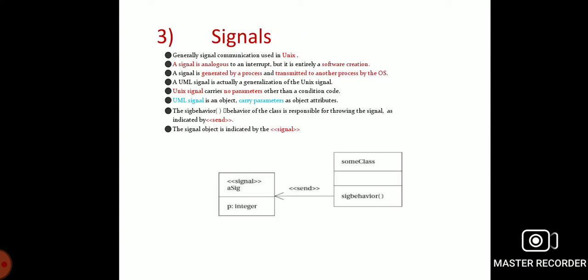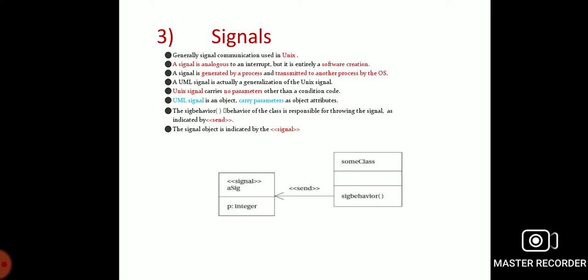Then the third way is signals. Signals are generally the signal communication used in Unix. A signal is analogous to an interrupt. It is entirely a software creation. A signal is generated by a process and transmitted to another process by the operating system. The UML signal is actually a generalization of the Unix signal. The Unix signal carries no parameters other than the condition code, so it is easy to understand and reliable to transmit or share the data.